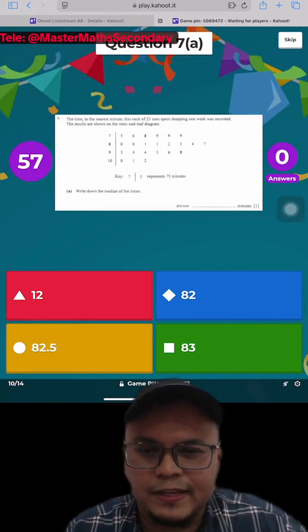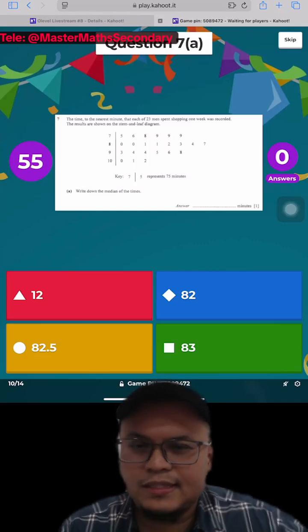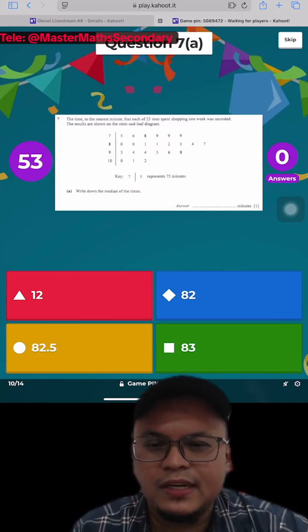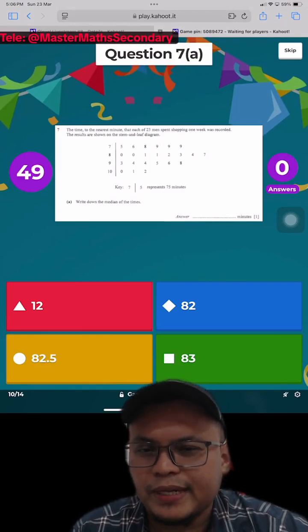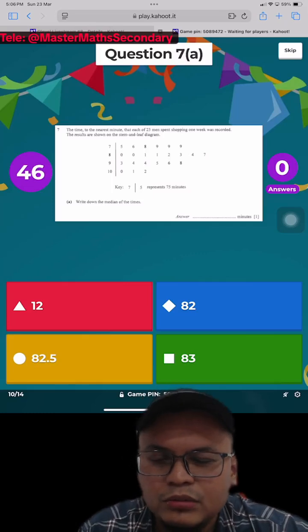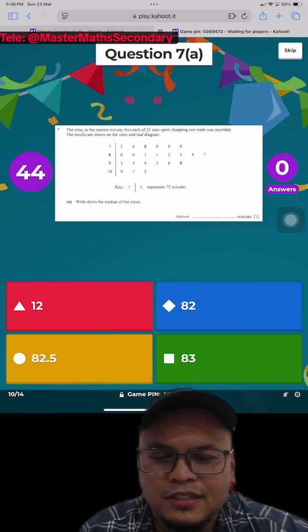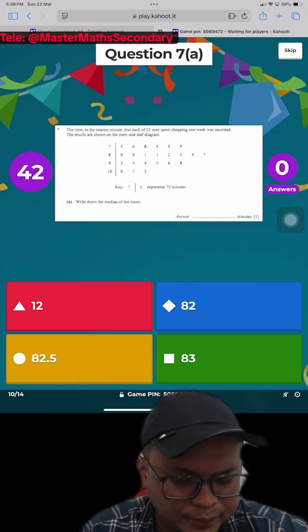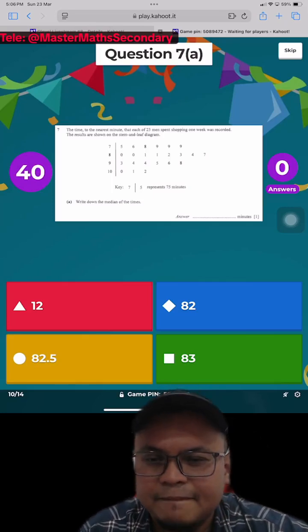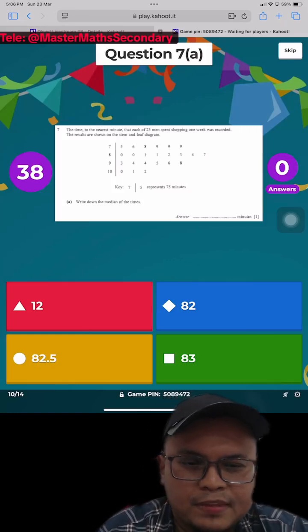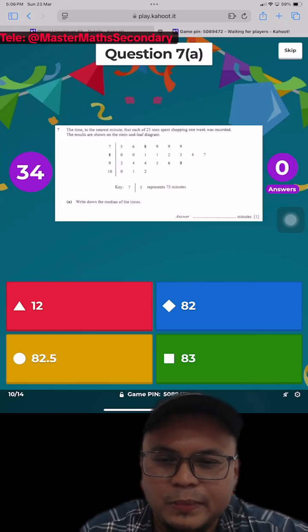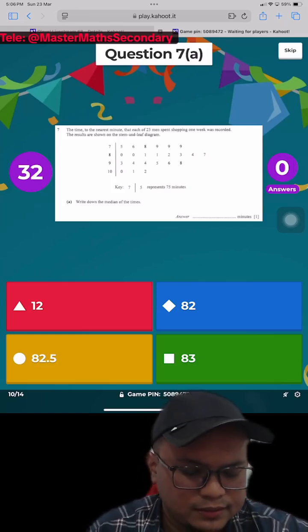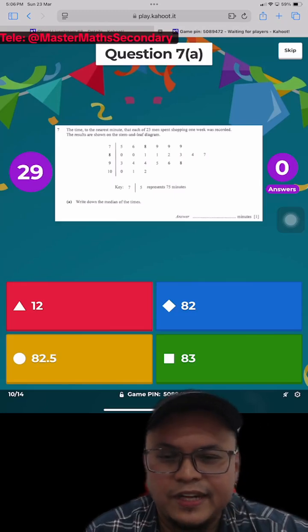Question 7A. This is a Sec 4 statistics question. Some of you might have also learned this in Sec 2, it depends on your school. We're asked to find the median of these times here. Some of you learn finding the median in a stem and leaf diagram in Sec 2.